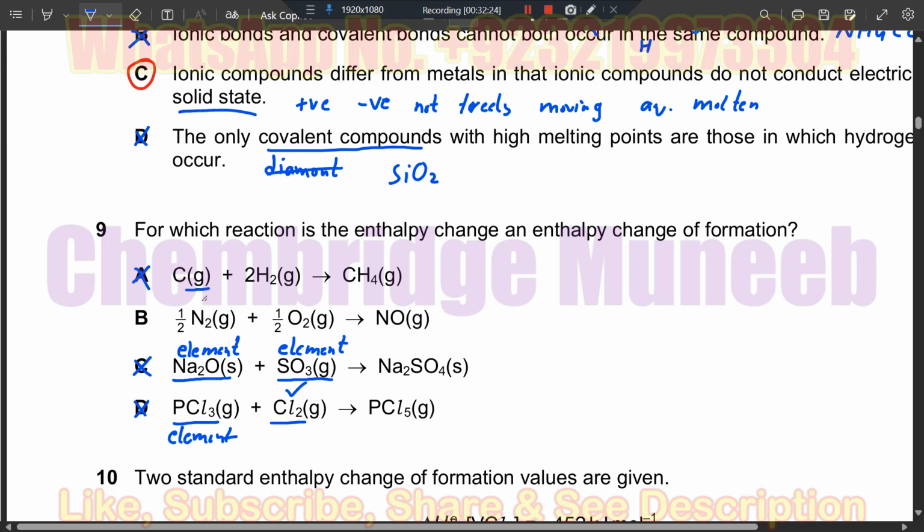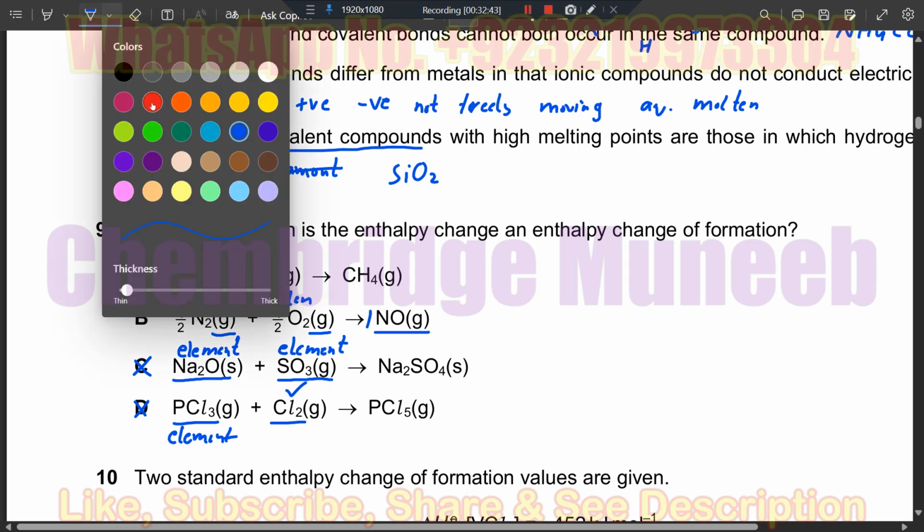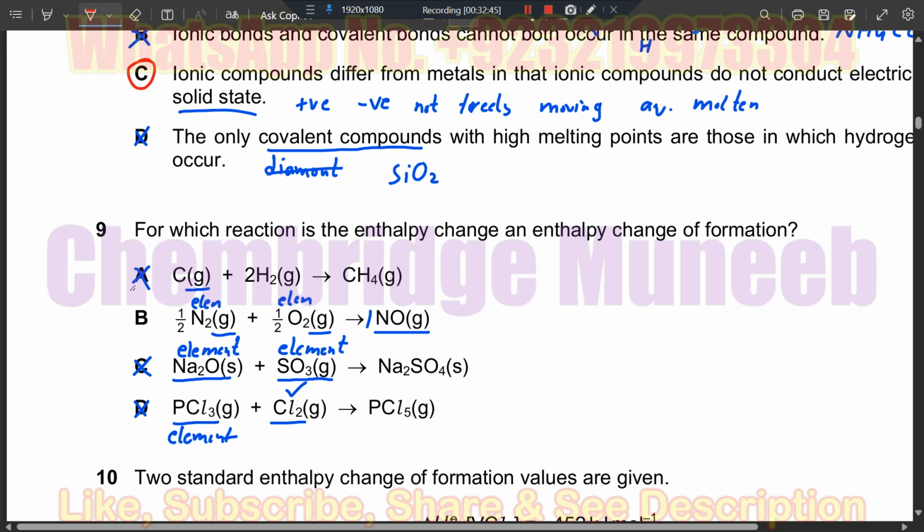However, option B says that this is an element, good. Yes, this is an element, and this is also an element, and they are present in their standard states of gaseous form, since both nitrogen and oxygen are gases, and they are producing a compound which is also a gas. Nitrogen oxide is a gas, and 1 mole is there. So all of the keynotes of the definition apply here. So B is the right option.